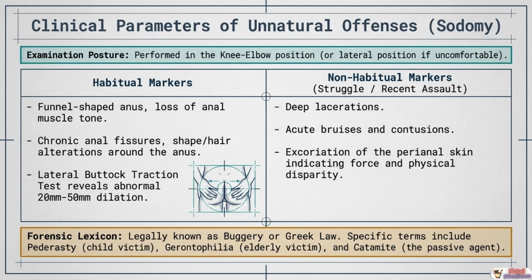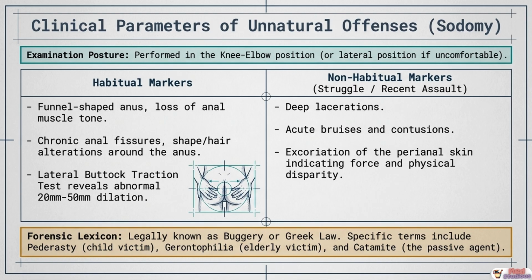Habitual markers are findings that indicate repeated or chronic anal penetration over time. These include a funnel-shaped anus, resulting from chronic smooth muscle relaxation and loss of the normal anal sphincter tone. There is often flattening of the anal folds, chronic anal fissures, linear tears in the anal mucosa, and alterations in the hair pattern surrounding the anus due to chronic skin changes. The lateral buttock traction test is a specific clinical maneuver. When the buttocks are gently spread, abnormal passive anal dilation of 20 to 50 millimeters is considered a positive indicator of habitual penetration.